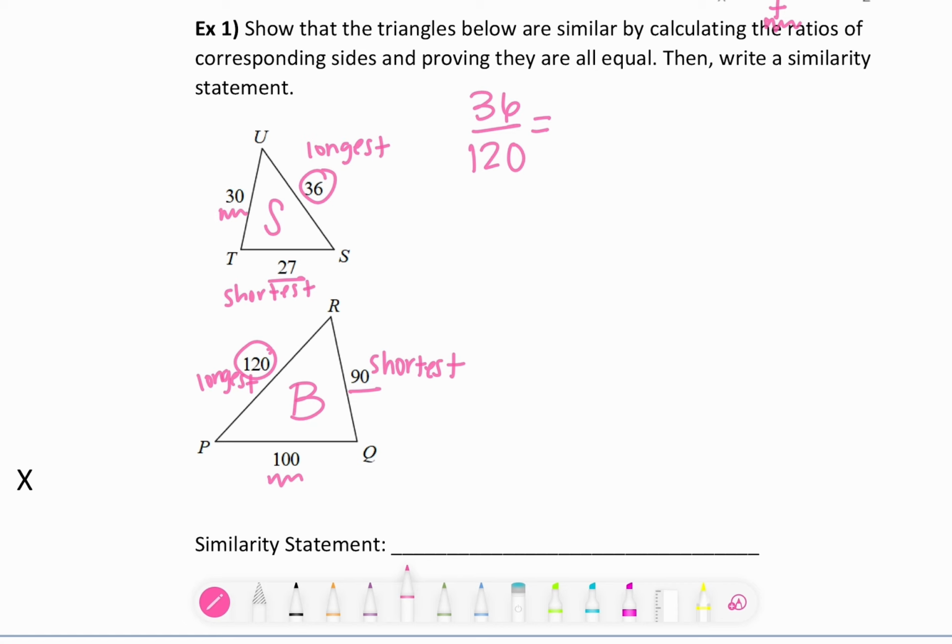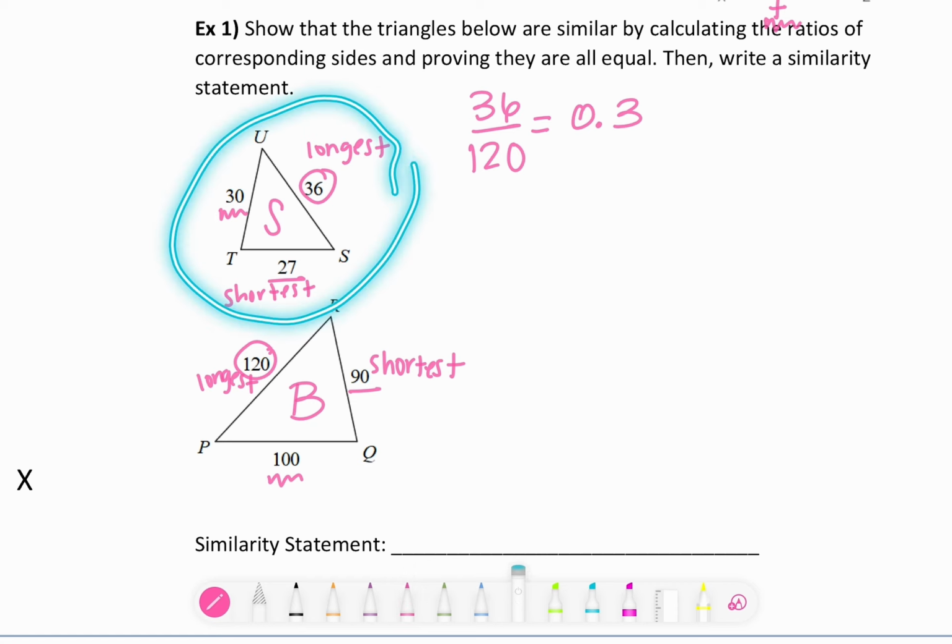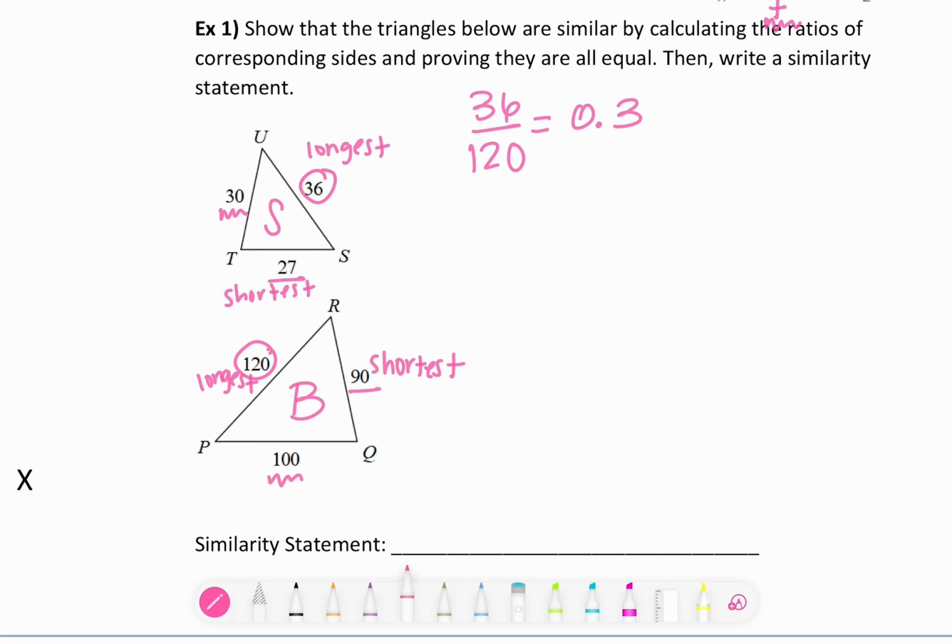So 36 divided by 120, I'm doing it in my calculator, is 0.3. That's fine. I need to do that for all of them. Wherever 36 came from, all of the numbers in that triangle need to be in the same spot. They need to be on top. So now I can go to 27, for example. Okay, so 27 over 27 is the shortest.